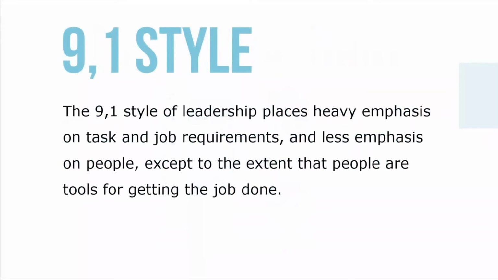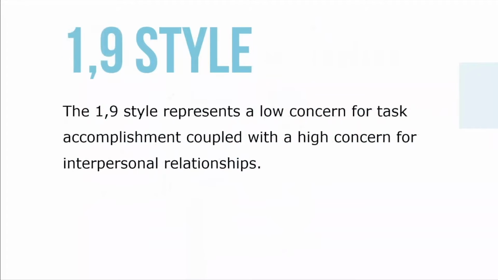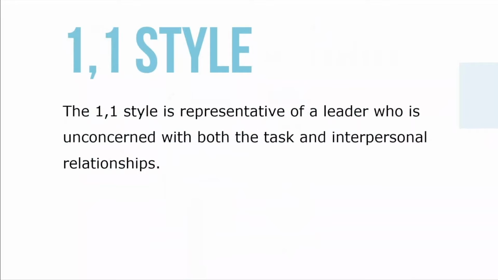The 9-1 style of leadership places heavy emphasis on task and job requirements and less emphasis on people, except to the extent that people are tools for getting the job done. The 1-9 style represents a low concern for task accomplishment, coupled with a high concern for interpersonal relationships. The 1-1 style is representative of a leader who is unconcerned with both the task and interpersonal relationships.